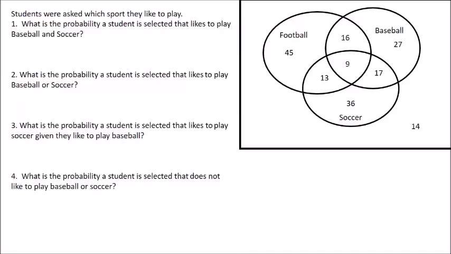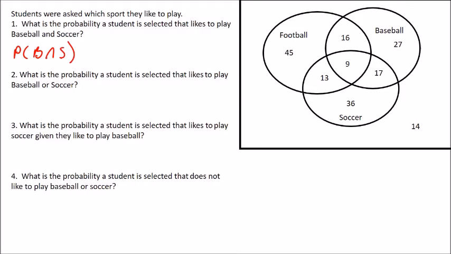Okay, we're going to do a quick tutorial on Venn diagrams. First one we're looking at, we have football, baseball, and soccer, and the number of people that like to play each one of them. Number one says, what is the probability a student is selected that likes to play baseball and soccer? So first off, we're looking at the probability of baseball and soccer.